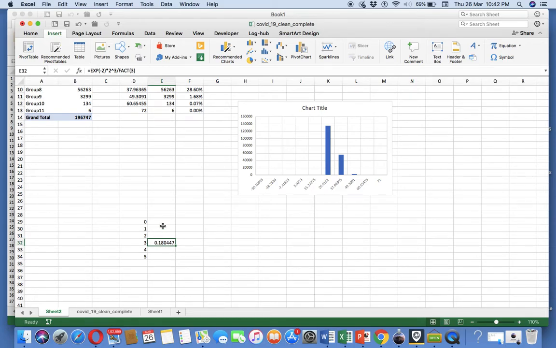So let us calculate the probabilities of each one of these. This will be equal to exp raised to the power of minus 2, this is of course a constant, into 2 raised to the power of 0, divided by factorial 0.